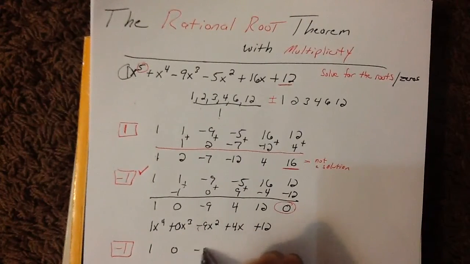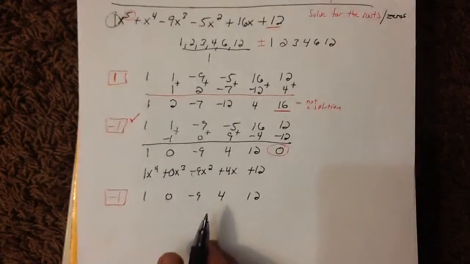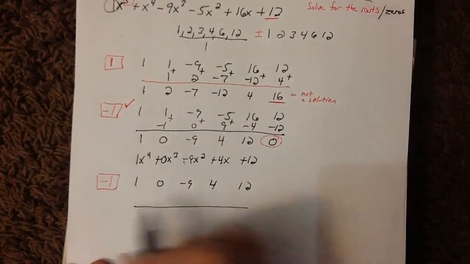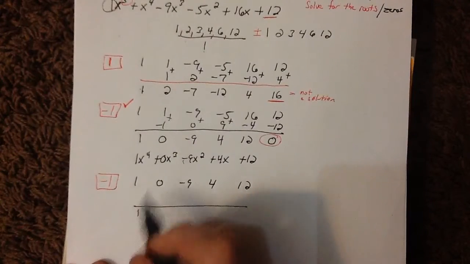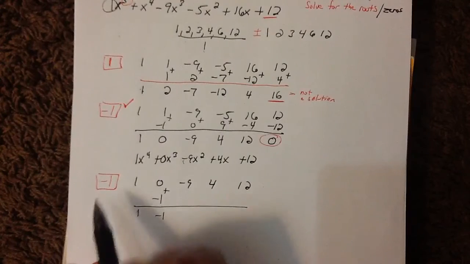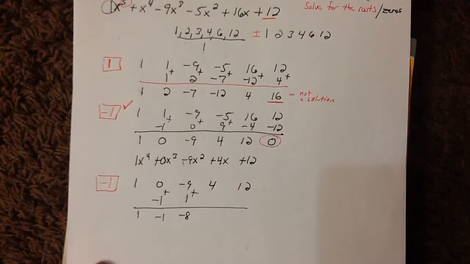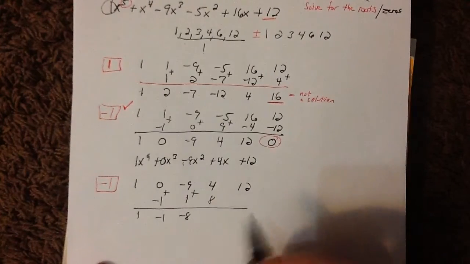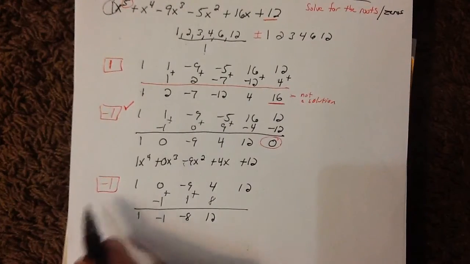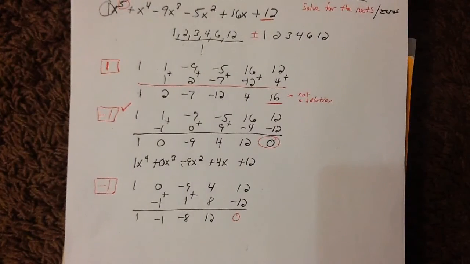Coefficients are 1, 0, negative 9, positive 4, positive 12. Draw the line and bring down 1. Negative 1 times 1 is negative 1. Add these guys, you get negative 1. Negative 1 times negative 1 is positive 1. Then we get negative 8. Positive 8, we get 12, and negative 12 gives us a remainder of 0, which is exactly what I want.